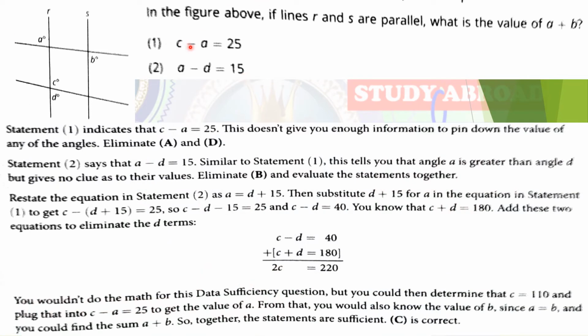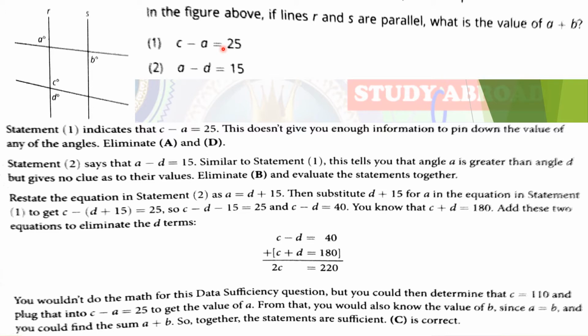So the first statement tells that C minus A is equal to 25. Only one relationship is given, so from this relationship, is it possible to find the answer? It is not possible. One more relationship is nothing but C plus D. C plus D is a straight angle, so C plus D is equal to 180 degrees. That relationship we know. From C minus A equal to 25 and C plus D equal to 180 degrees, there is no relationship between A and D, so it is not possible. From the first statement alone it is not possible.